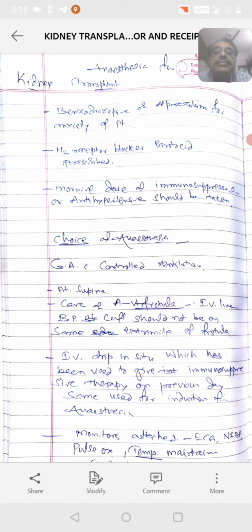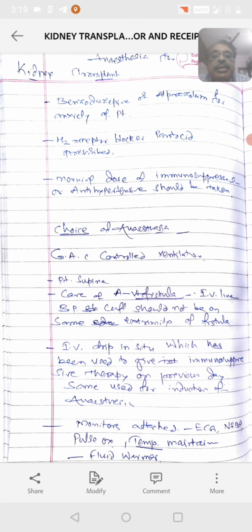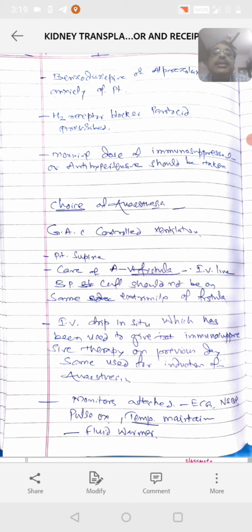The choice of anesthesia is general anesthesia with controlled ventilation. The patient is positioned supine. Care of the AV fistula should be taken, that is, do not use it as the IV line. The blood pressure cuff should not be on the same extremity as the fistula. The IV drip in situ, which was used to give immunosuppressive therapy on the previous day, can be used for induction of anesthesia. Monitors are attached in the form of ECG, NIBP, pulse oximetry, temperature maintenance, and a fluid warmer.